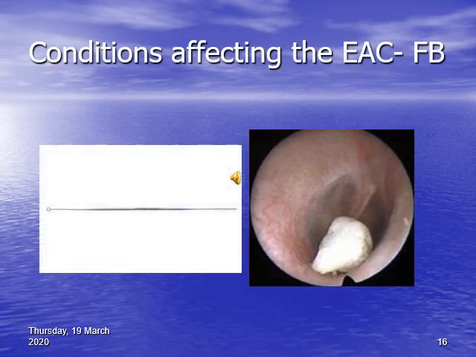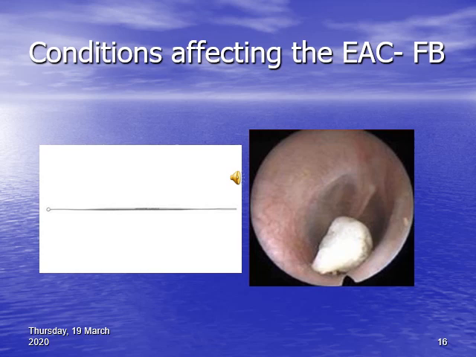One of the conditions affecting the external auditory canal, and it is a common condition, is the foreign body in the canal. It has multiple causes and of multiple variety. One of the causes of foreign body is someone inserting something inside his canal. For example, a child putting a foreign body, putting papers, cotton pieces, beans, vegetables, whatever materials inside the canal.